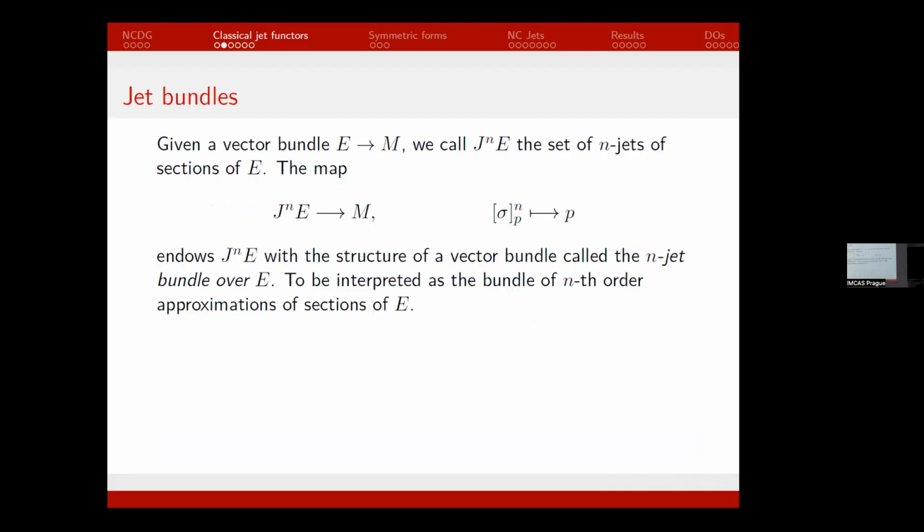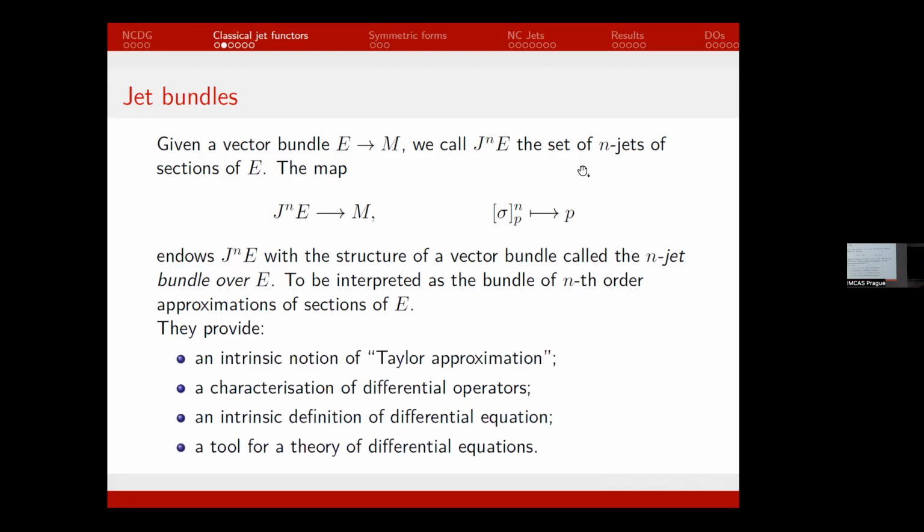Okay, so it turns out that jets, if we call Jn of E the set of all jets of sections of a bundle E, it comes equipped with a structure of vector bundle. In particular, we take the nth order approximation at P goes to the point P. This gives, as I said, a structure of vector bundle. And as I said before, we have to interpret this as the bundle of nth order approximation. So keep this in mind.